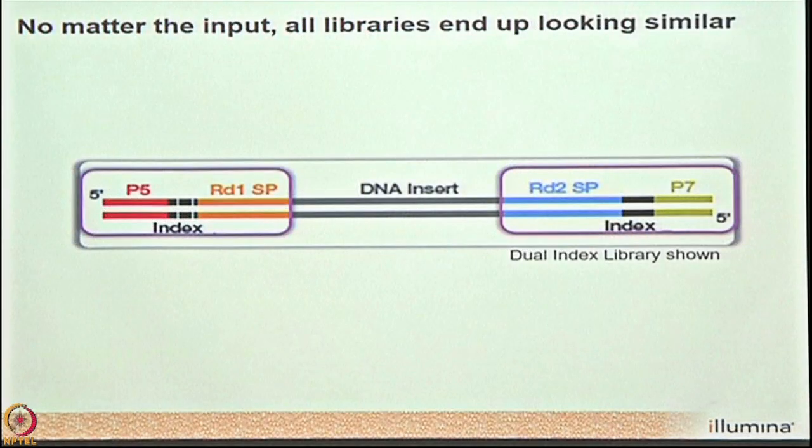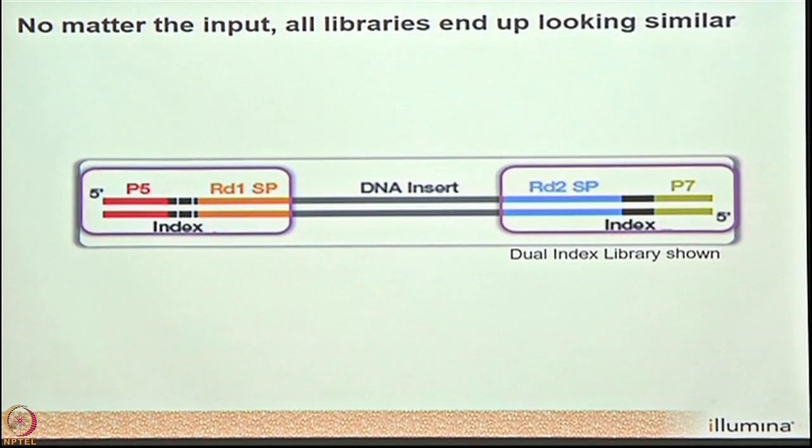So this is how the library looks finally. It will contain a DNA insert which you wish to sequence in the middle. Now you can see there are two regions, RD1 and RD2, and these are essentially the adapters. We have two kinds of adapters, P5 and P7. All right, is it clear? I'll tell you what is the function of all. This is the unknown sequence. Here you can see there are two regions. Here our read1 sequencing primer will bind. So this is called the read1 sequencing primer binding site.